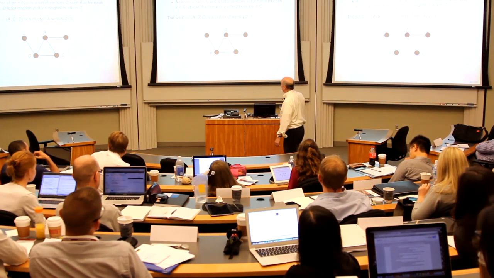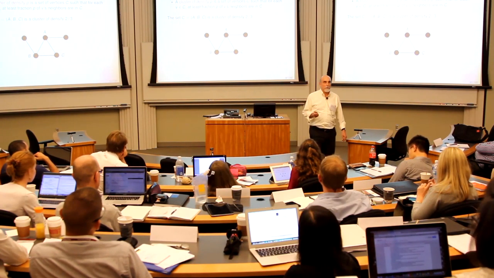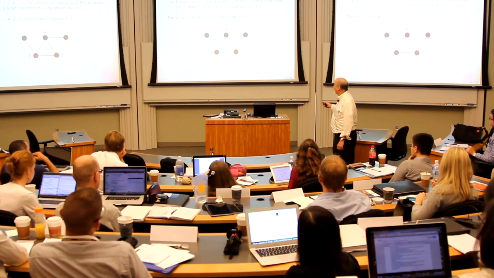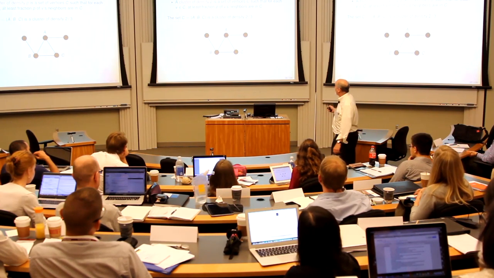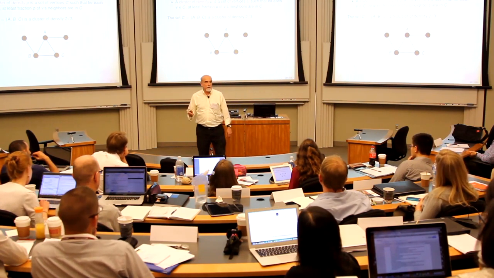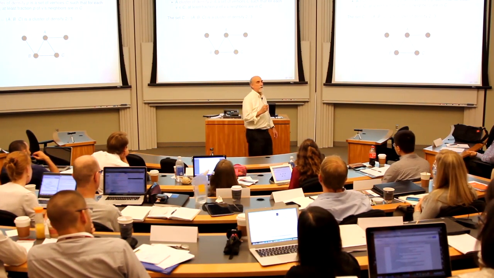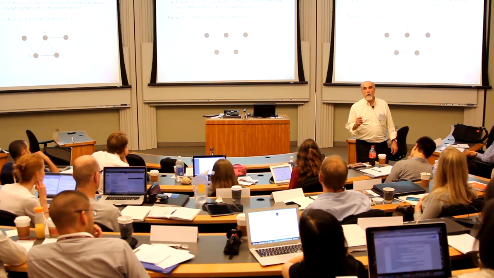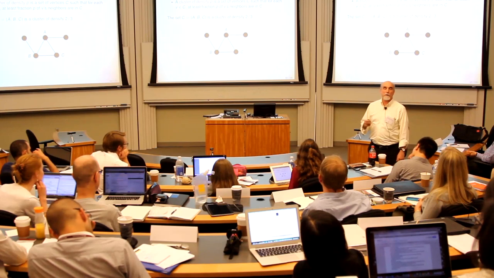Every one of these guys has at least two-thirds of their neighbors in the set A, B, and C, and only one-third of their neighbors out. And of course, here's a guy who has none of his neighbors out. So we say that this cluster has density two-thirds, because everybody has at least two-thirds of their neighbors in this set.